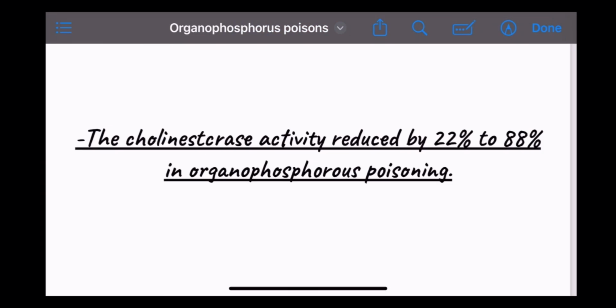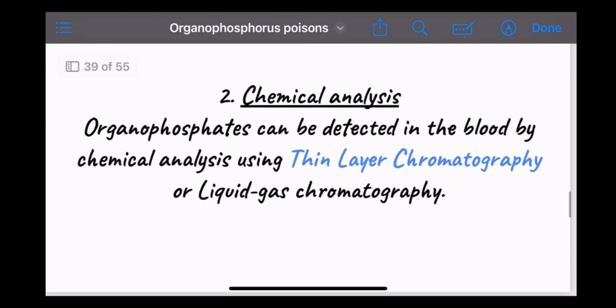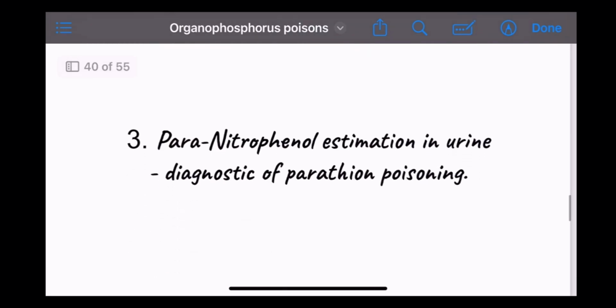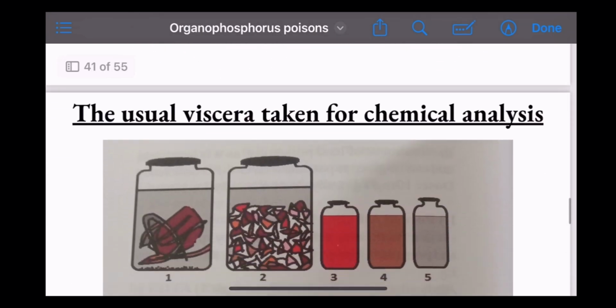Cholinesterase activity is reduced by 22% to 88% in organophosphorus poisoning. Then chemical analysis: organophosphates can be detected in the blood by chemical analysis using thin layer chromatography or liquid gas chromatography. Next is nitrophenol estimation in urine, diagnostic of parathion poisoning actually. This is also very important.